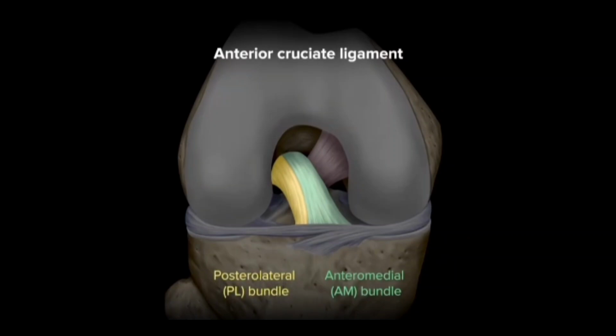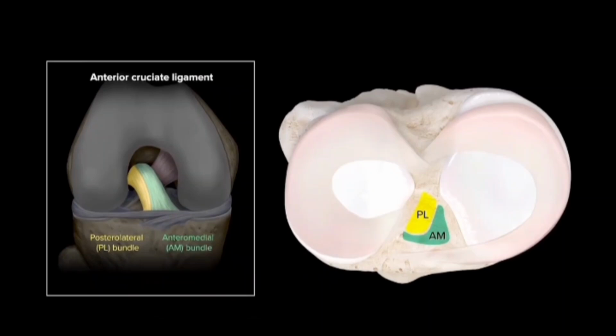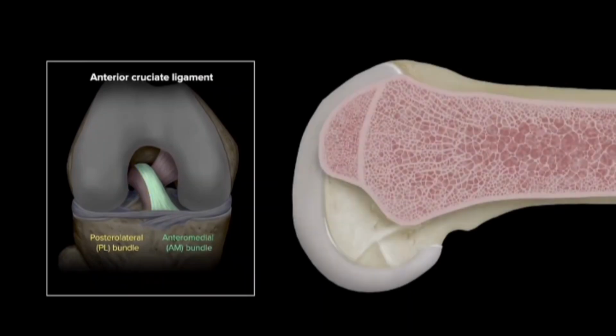These bundles are named for the locations their attachments insert on the tibia. The anteromedial bundle attaches on the medial wall of the lateral femoral condyle. The posterolateral bundle is just distal and posterior.